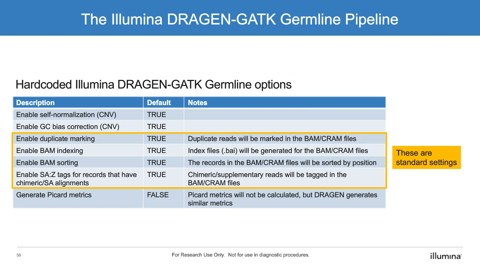And next, we're just going to talk about the hard-coded Illumina DRAGEN-GATK options. So really, the main hard-coded options that I wanted to mention were that duplicate marking, BAM indexing, BAM sorting, and assay tags for recording chimeric and assay alignments. Those are all going to be set to true. So these are going to be considered our standard settings. Now, another thing that I want to note is that the option to annotate variants using the Illumina annotation engine, or Nirvana, is not enabled. So variants in the VCF and gVCF files will not be annotated.